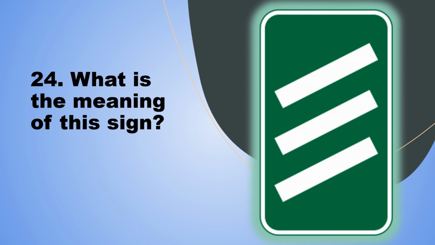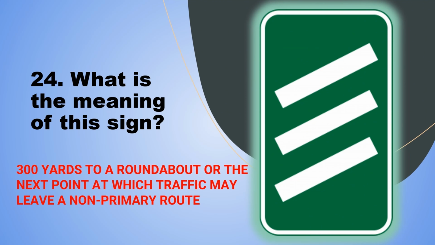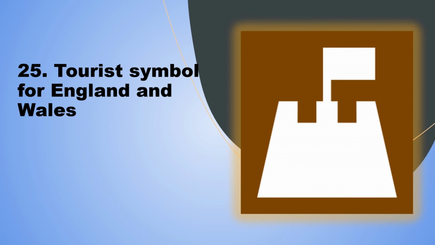And now this is on the opposite direction. This sign means 300 yards to a roundabout or the next point at which traffic may leave a non-primary route. Moving on to the next question or the next symbol.